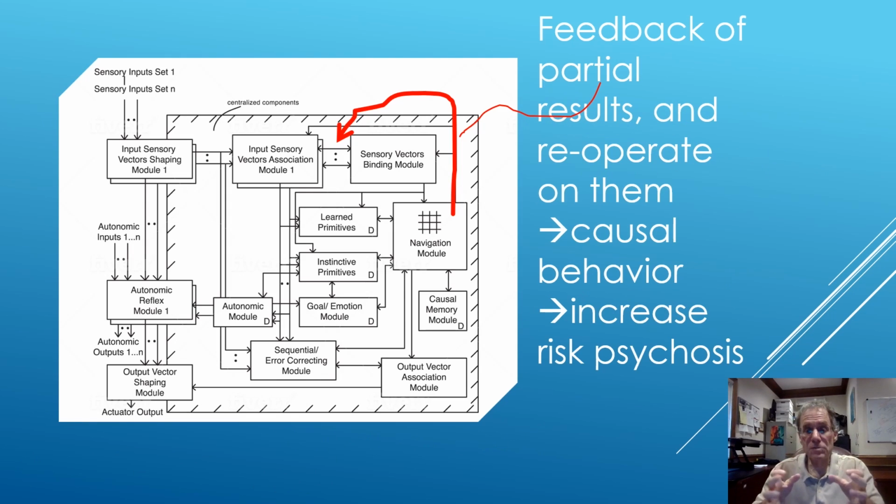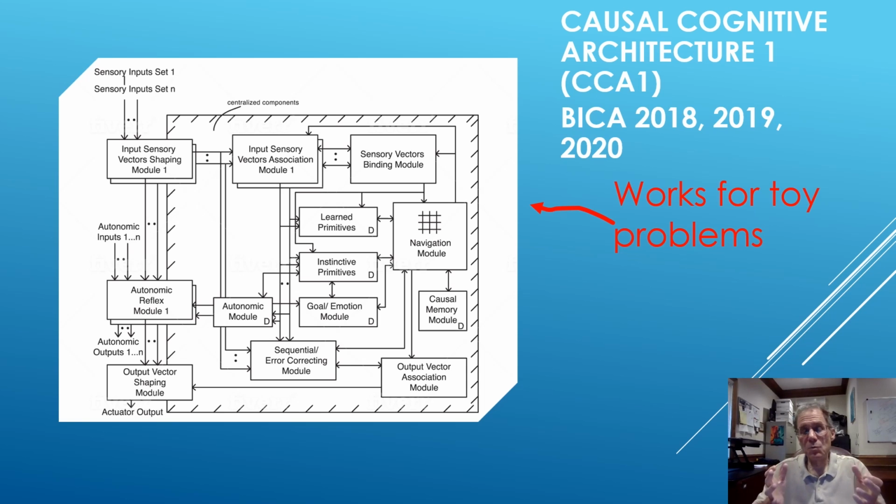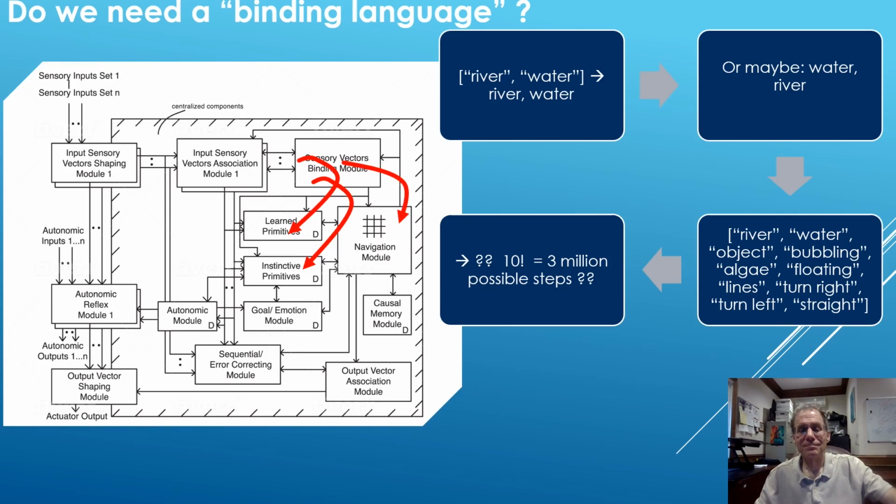Okay, so this is the causal cognitive architecture 1, and it's reflected in those equations. It seemed to work okay for toy problems, but, for example, the binding problem wasn't a philosophical problem. It was a real engineering problem of making the system work well. So, the causal cognitive architecture 2 emerged.